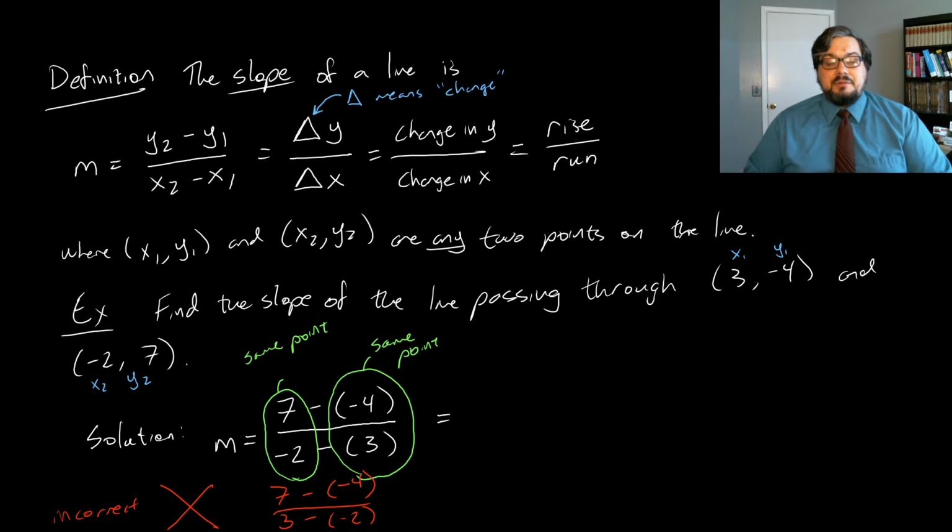As long as we do that, though, then we can work this out. So 7 minus -4 is positive 11, and then -2 minus 3 is -5. So we get -11 over 5 as our slope. Now, a negative slope makes perfect sense. In fact, whether a slope is positive or negative tells you something important about the line. Let's see what that is by sketching out the line that passes through 3 comma -4 and -2 comma 7.